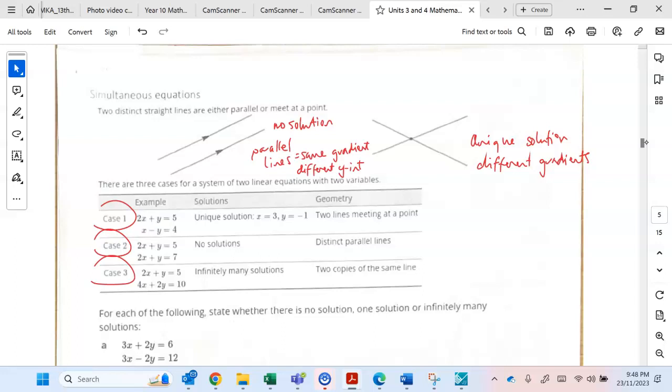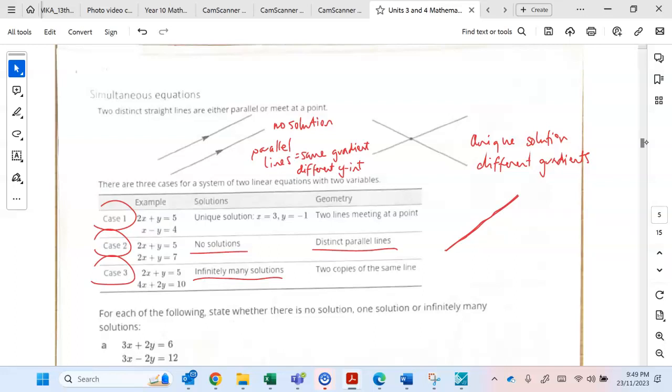All right, so when we're looking at what type of solution we have, we always look at the gradient first. So if they're the same gradient, then we know they're either parallel, so no solutions, so distinct parallel lines, or the third type is infinitely many solutions. Infinitely many solutions just means you have the same line. I'm not going to draw exactly the same line because that's pretty impossible. But basically the 2 lines are on top of each other.